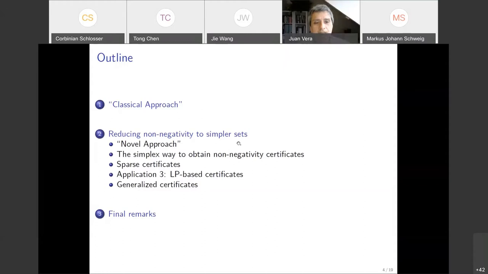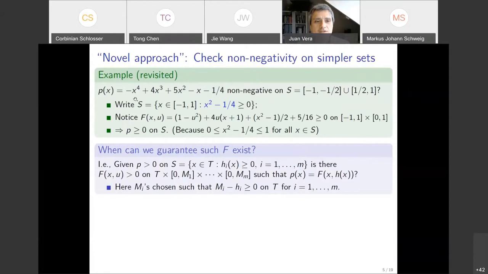Let's look at the same example. I had this polynomial, and now I will look at a different way of proving that P is non-negative. What I want to do first is write S in this format. I'm thinking of S as being a subset of just the interval minus 1, 1, and then I have a certain constraint there: X squared minus 1 quarter has to be non-negative. Now, if I take this polynomial F of X, U, this polynomial is non-negative on minus 1, 1 cross 0, 1.